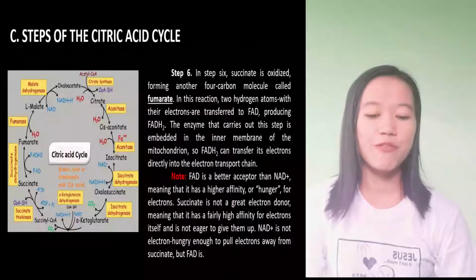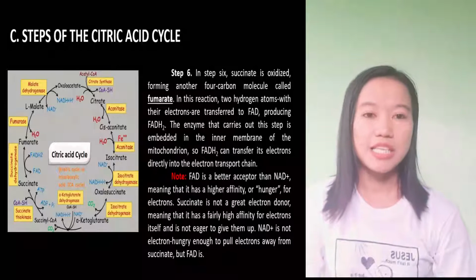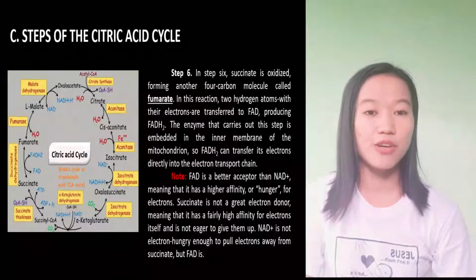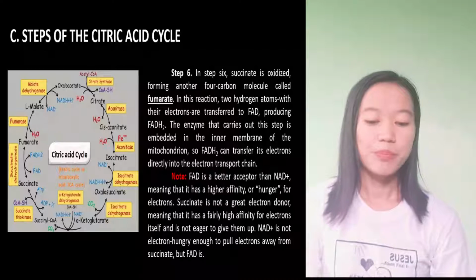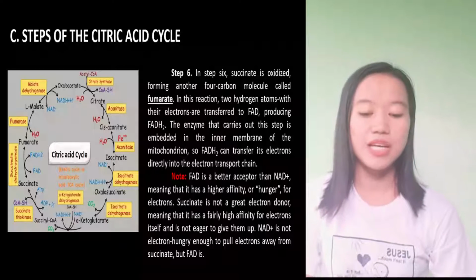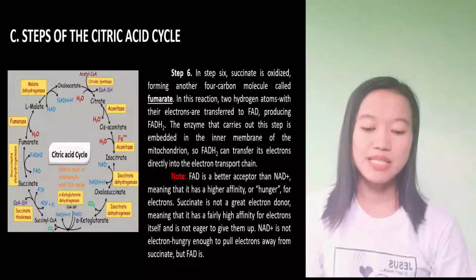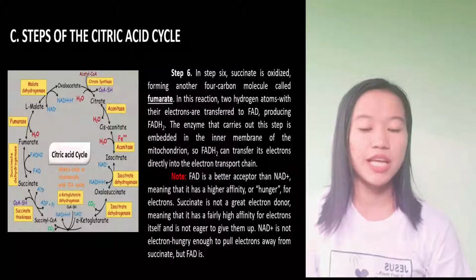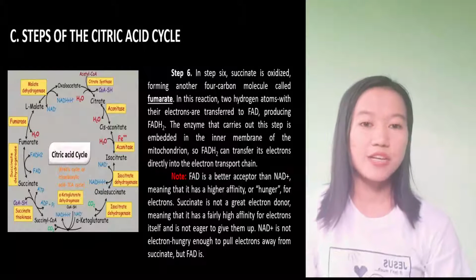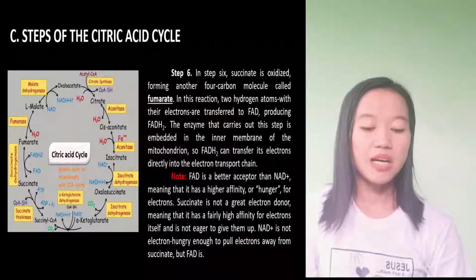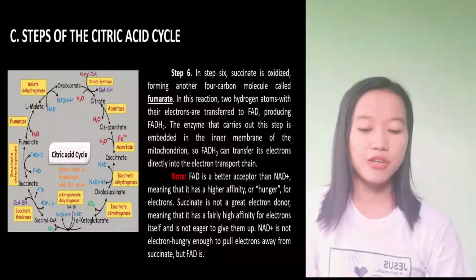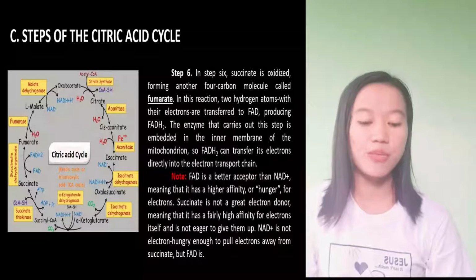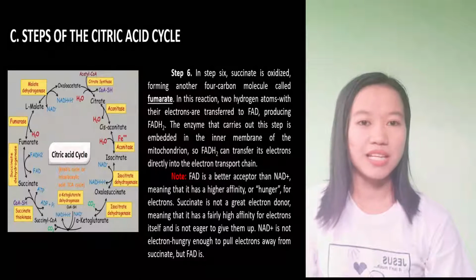Always remember that FAD is a better acceptor than NAD+, meaning it has a higher affinity, or hunger, for electrons. Succinate is not a great electron donor. It means that it has a fairly high affinity for electrons itself and is not eager to give them up. NAD+ is not electron hungry enough to pull the electrons away from succinate, but FAD is.